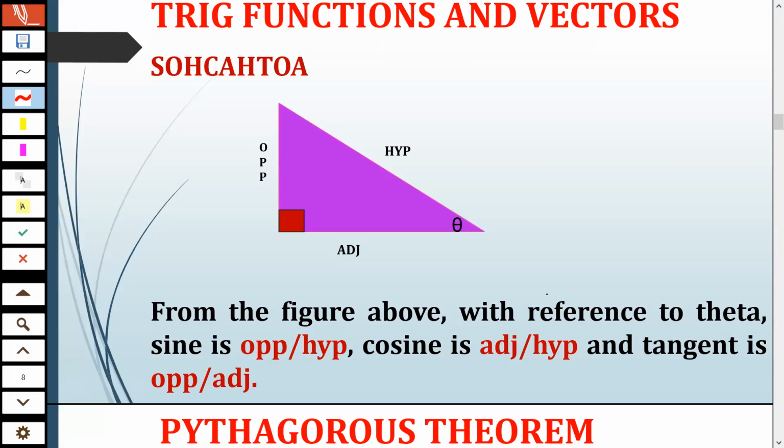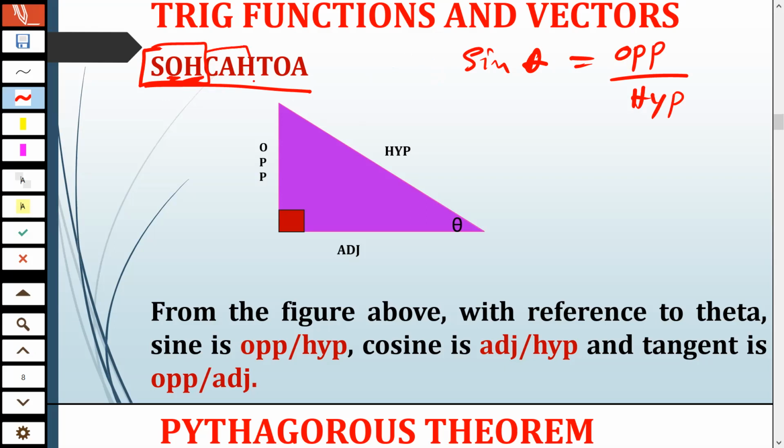Let's look at the relationship between trig functions and vectors. The most important thing that you need to understand about trigonometry is SOHCAHTOA. When you look at the first three letters, they symbolize sine, the trig ratio, sine theta. The O represents the opposite. So sine theta is equal to the opposite over the hypotenuse.